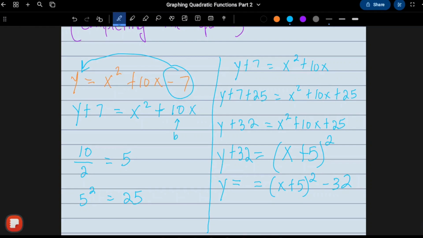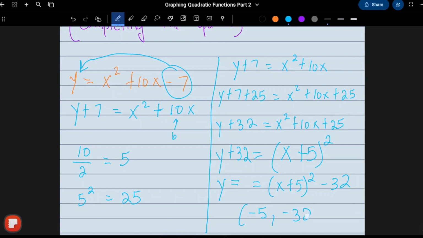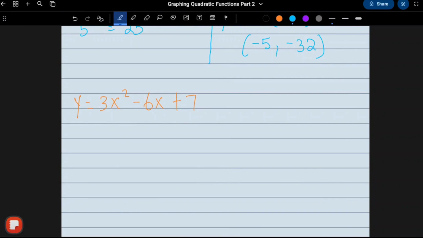And there I have the equation in vertex form. So my vertex is -5, -32. So let's look at another example.